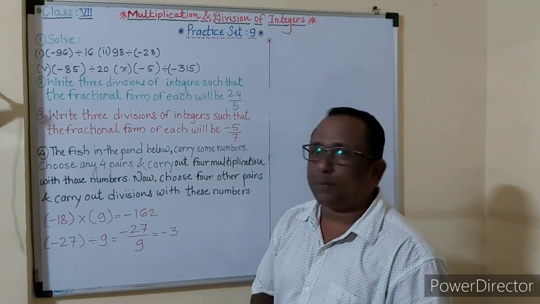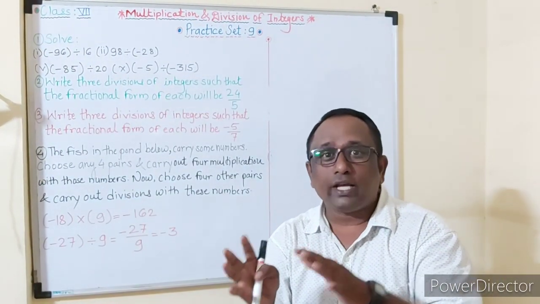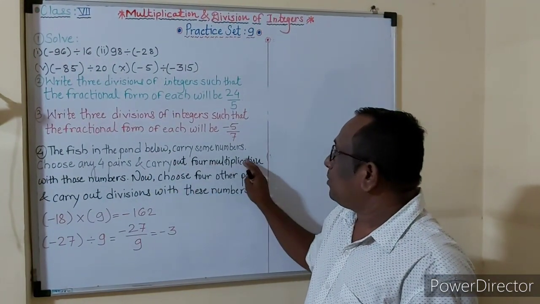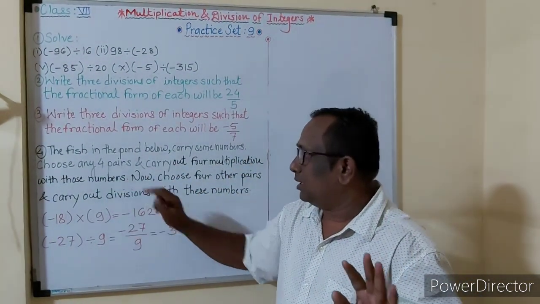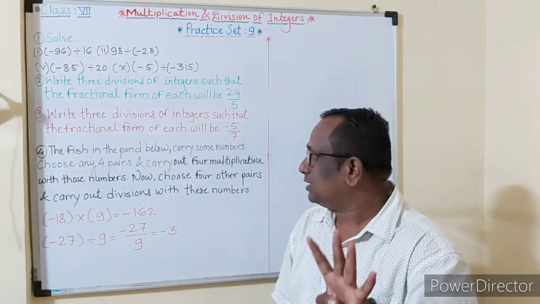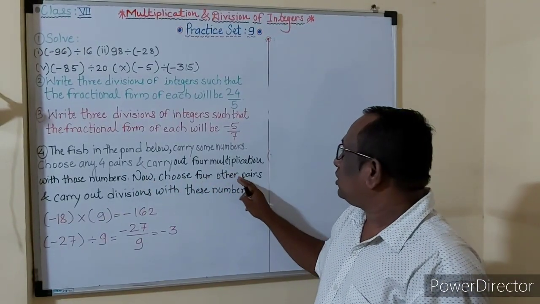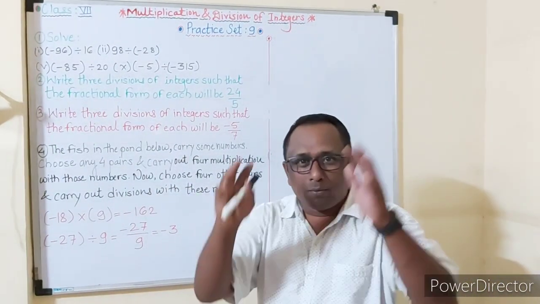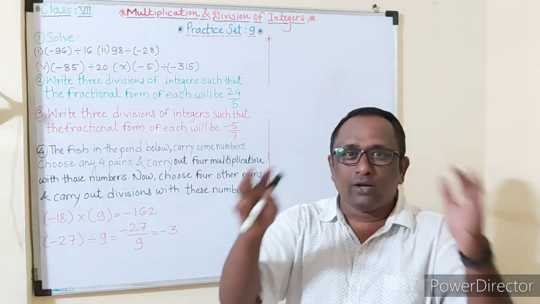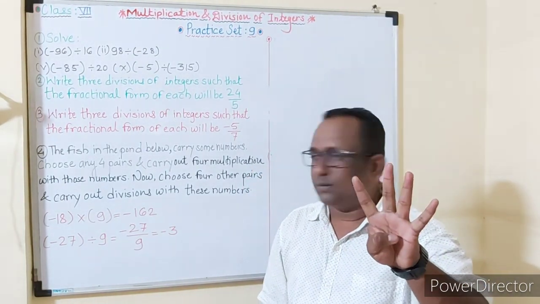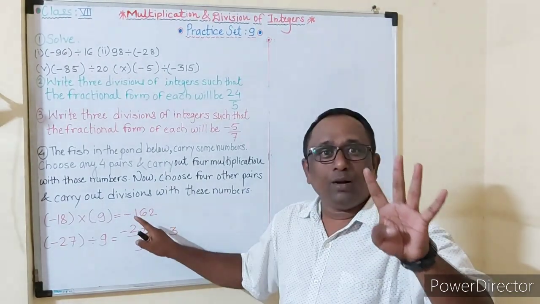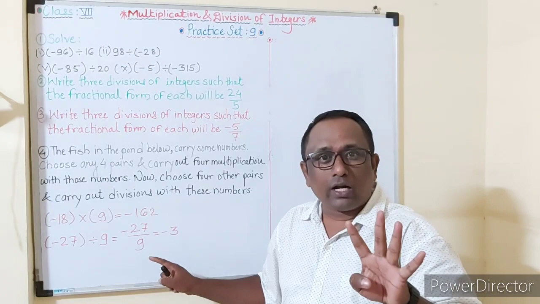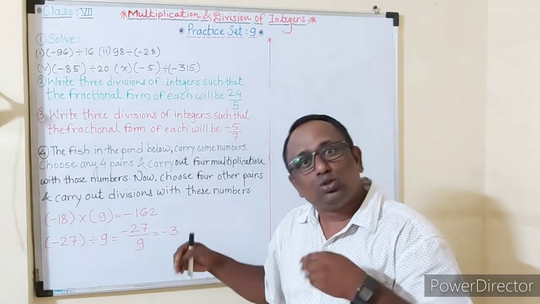See, choose any 4 pairs. From that, you have to choose any 4 pairs of the numbers and carry out 4 multiplications with the numbers. Now choose 4 other pairs and carry out division with these numbers. So from the numbers on the fish that are given, you have to choose 4 pairs and build up 4 multiplication examples and 4 division examples, and you have to solve them.